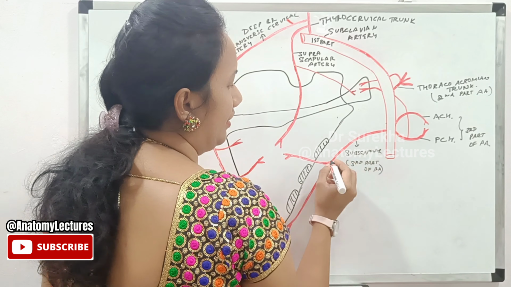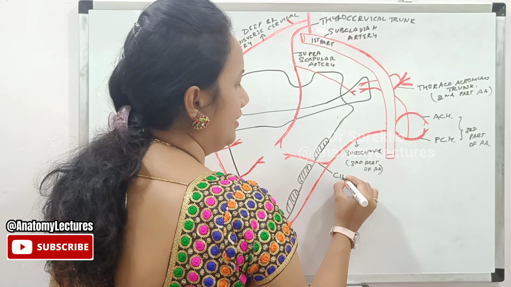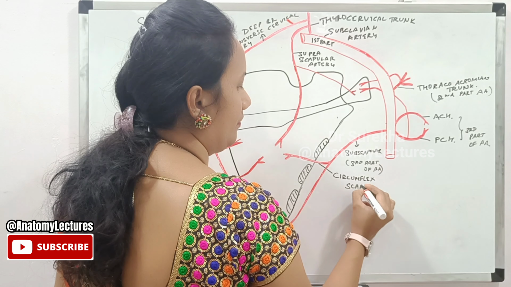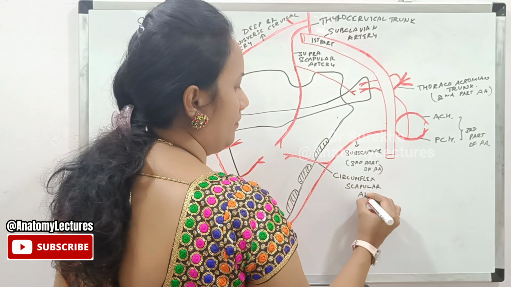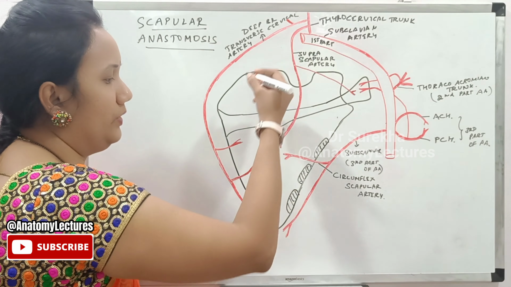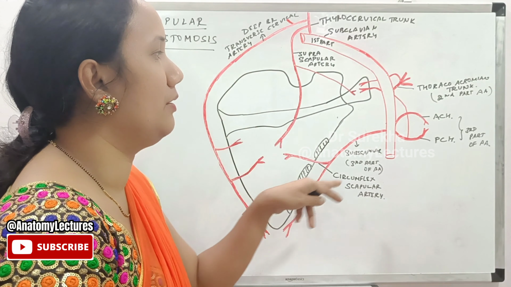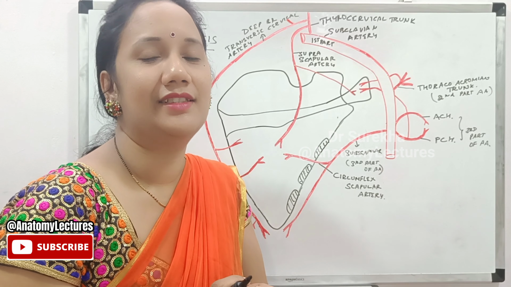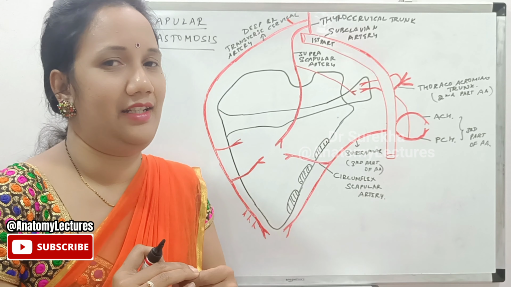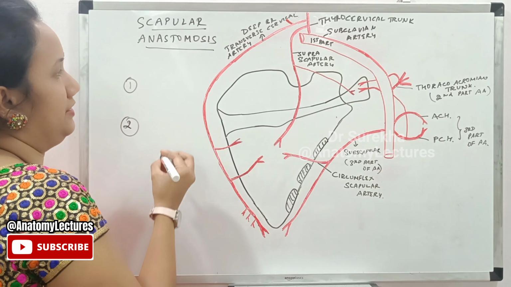Now this subscapular artery is giving off one branch. You see here, this is called the circumflex scapular artery. Okay. So with this, we have named all the branches which are taking part in this scapular anastomosis. So where exactly do we see this anastomosis? There are two sites for the scapular anastomosis.